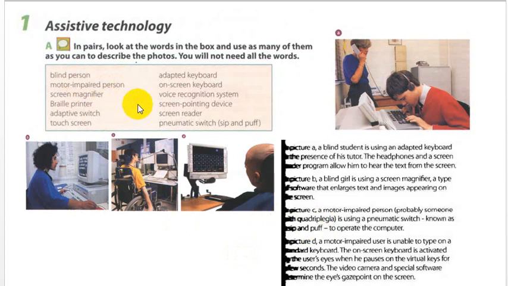Okay, picture D. A motor impaired user is unable to type on a standard keyboard. The on-screen keyboard is activated by the user's eye when he pauses on the virtual keys for a few seconds. The video camera and special software track the eye gaze point on the screen. Okay.